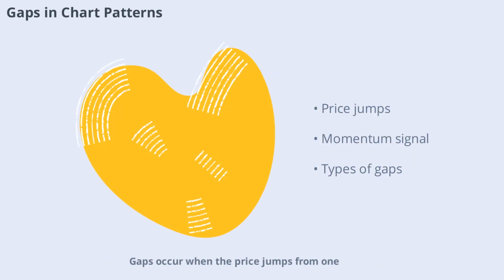Gaps occur when the price jumps from one level to another with no trading in between. These gaps can form as part of various chart patterns and often signal strong momentum. There are different types of gaps, such as breakaway, runaway, and exhaustion gaps. Understanding gaps can help you interpret chart patterns more accurately and anticipate sudden moves.